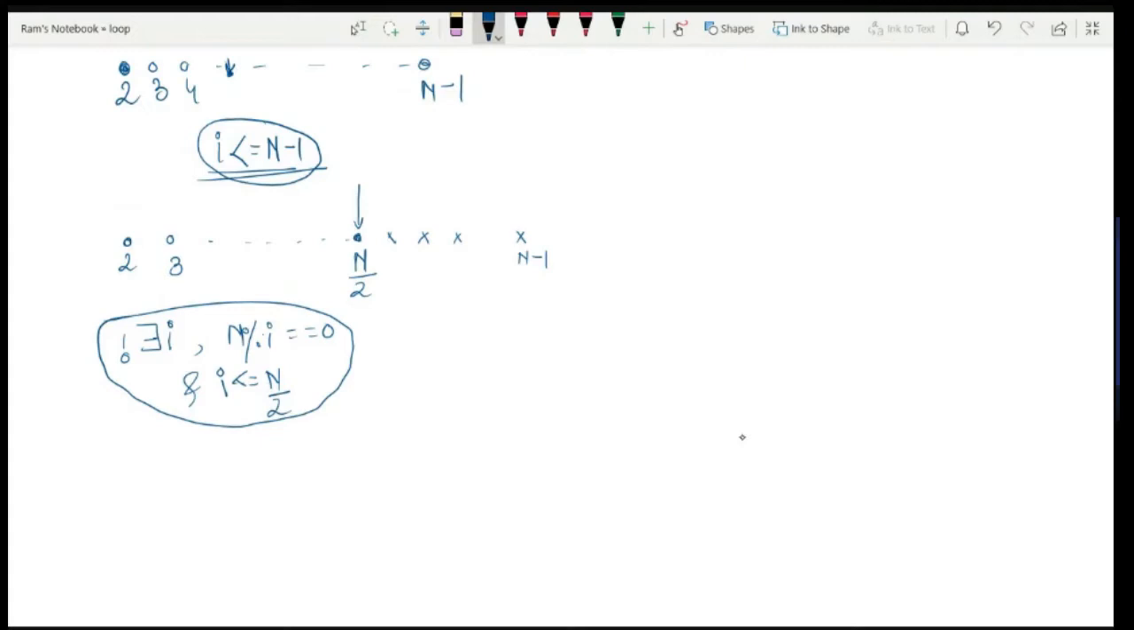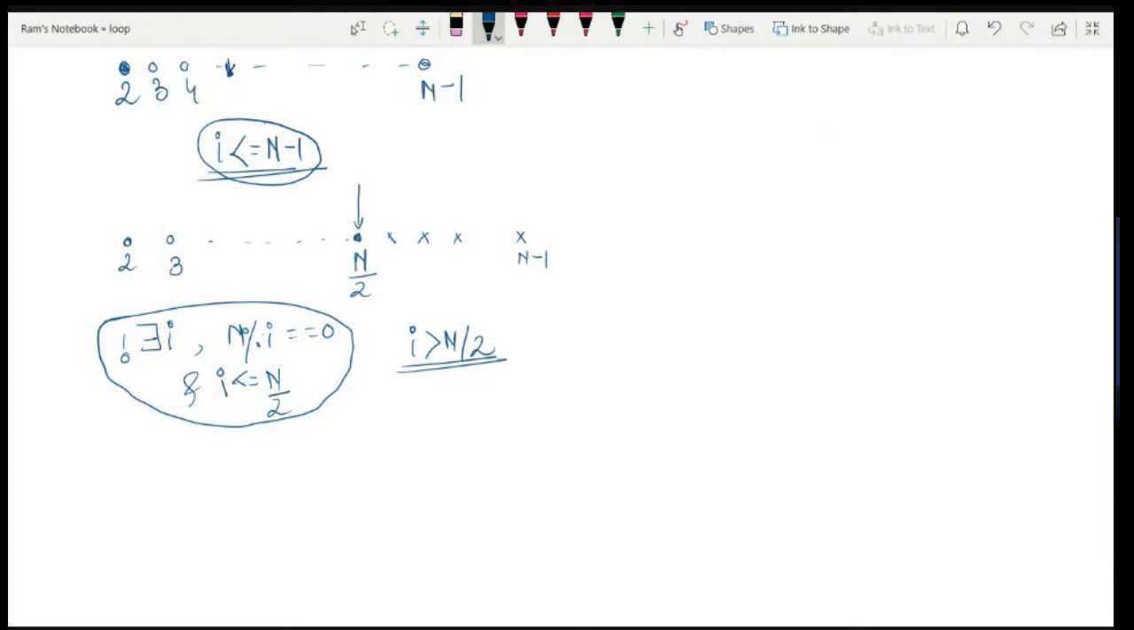Let's see. Say we assume that for some i which is greater than n by 2, this is one of our ground truths, and within the range up to n by 2 there exists no such i that divides n completely, that is another ground truth. Based on these two ground truths, say for example there exists an i which is greater than n by 2 and that divides n.